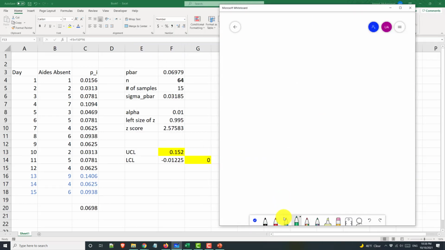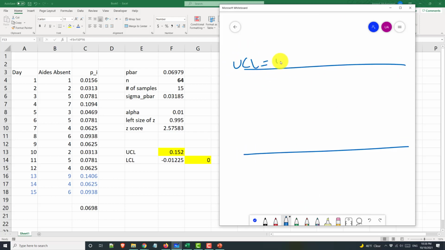In other words, to show you pictorially, this is what we are doing. So we have 2 control limits. My UCL, upper control limit, is 0.152, and my LCL, lower control limit, is 0. So day 13, with 9 absentees, I'm at 0.14. So 0.14 is less than 0.15. So I'm going to be somewhere here. Let's use a different color, somewhere here. And then day 14, I'm going to be 0.06, so somewhere here. And then the last day, 0.09, maybe somewhere here.